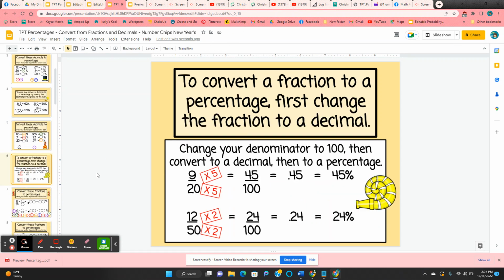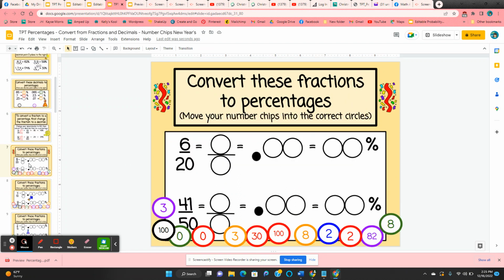Now another way to change from a fraction to a decimal to a percent is to change the denominator of their fraction to 100, and then they're comparing out of 100. So to do this, I have to multiply the numerator and the denominator both by 5. That gives me an equivalent fraction of 45 hundredths, which is written as a decimal and as a percent. Then they'll get a little practice doing that, changing their denominator to 100.